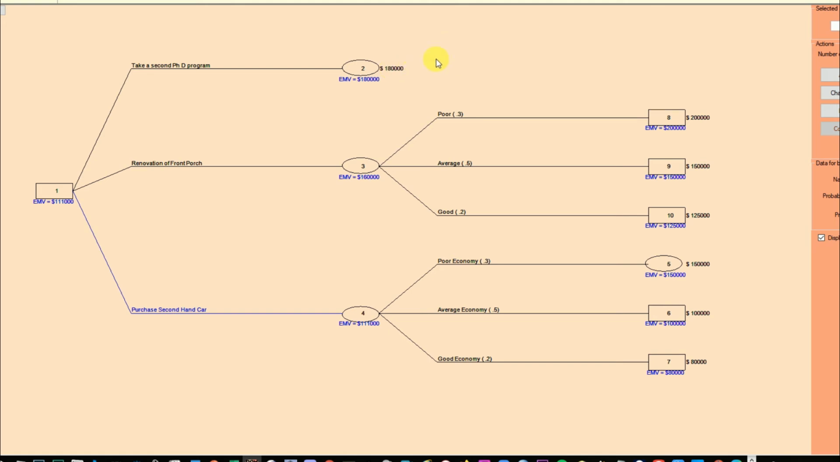So there are no branches, and you will notice that the scenario that's best is purchasing of the second-hand car. So it's pretty straightforward, right? So it will choose the scenario with the least cost. Okay, what about if we convert it into a profit scenario? And of course this will be changed, right? So for example, taking second PhD program, what would be the net cost?